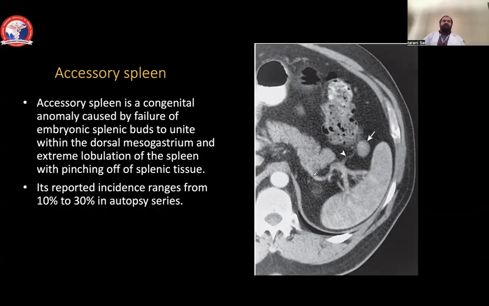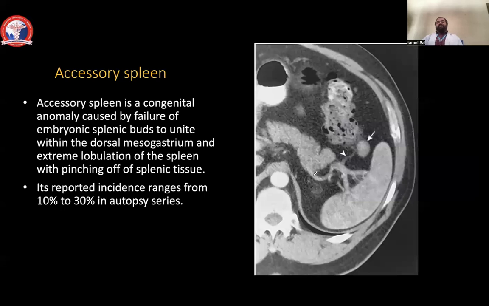It is a congenital anomaly caused by the failure of embryonic splenic buds to unite within the dorsal mesogastrium, or extreme lobulation of the spleen with pinching of the splenic tissue. Its reported incidence ranges from 10 to 30% in autopsy series.